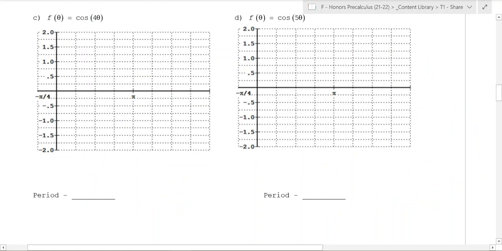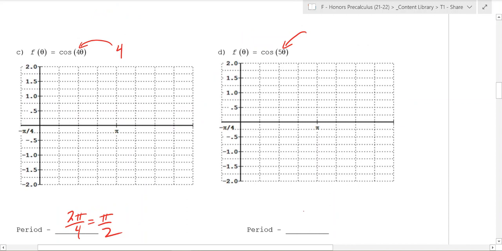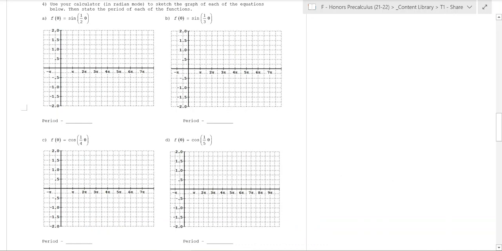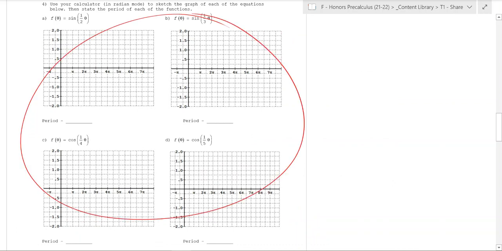So you can graph these out using Desmos, but right here the coefficient of theta is 4, so the period is going to be 2 pi over 4, which is pi over 2. And right here we have a 5, so the period is just going to be 2 pi over 5. It's going to repeat itself every 2 pi over 5, so it's compressed horizontally by that factor. There's lots more for you to practice right here, so definitely take a minute and plot these out.